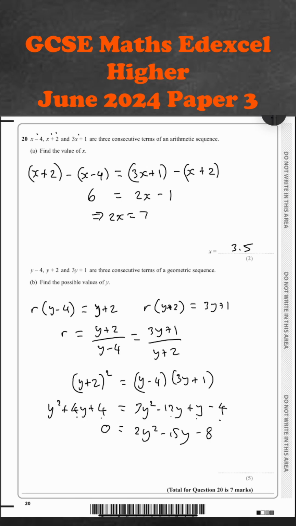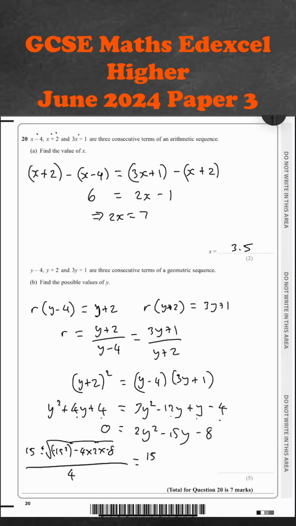Now I'll put this into the quadratic formula. So we're going to get minus b, so 15 plus minus the square root of b squared, 15 squared, minus 4 times a times c all over 2a. This is my calculator, so 15 squared I'll do first. Minus, what is that? 4 times 2 times 8. So it's 64 positive, so plus 64.